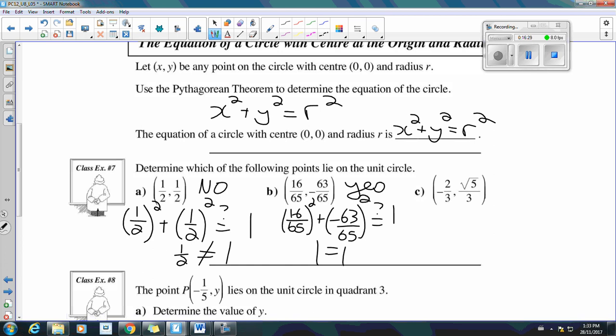Next one, negative 2/3, comma, 5 over 3. Same thing, if negative 2/3 squared plus 5 over 3 squared, it does equal 1. So this one is on there as well.